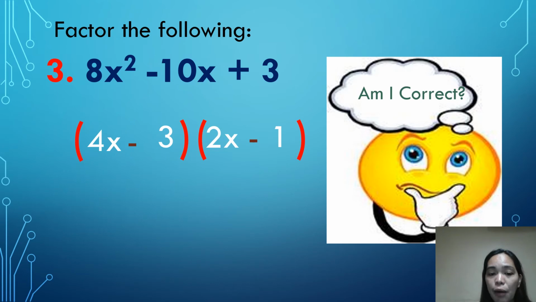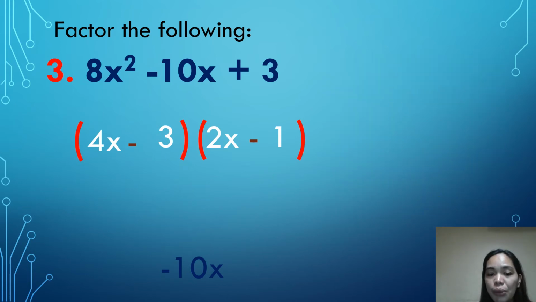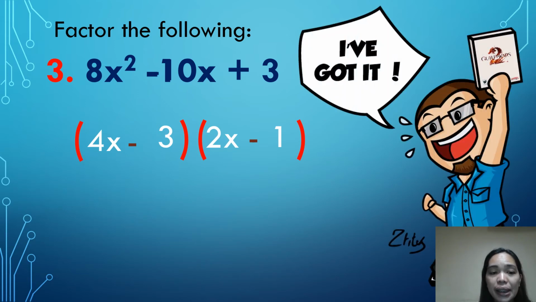Let us check if our answer is correct. The inner term is equal to negative 6x. The outer term is equal to negative 4x. The sum of negative 6x and negative 4x is negative 10x. Is it equal to our middle term? Yes, we have the same sum as the middle term. That means that our first trial is correct.